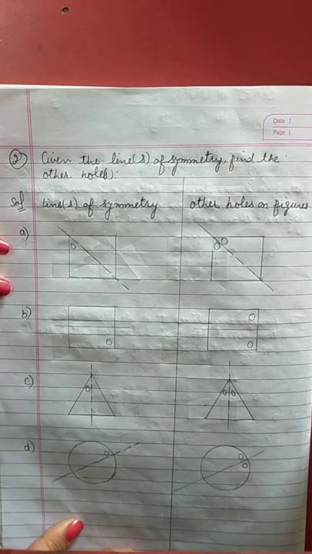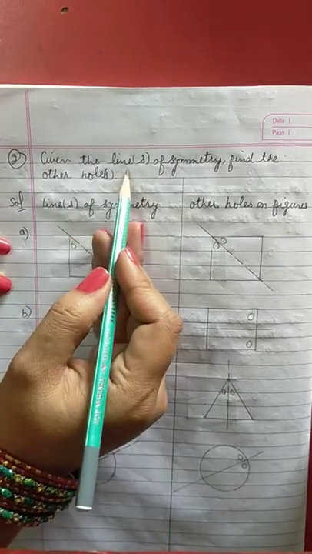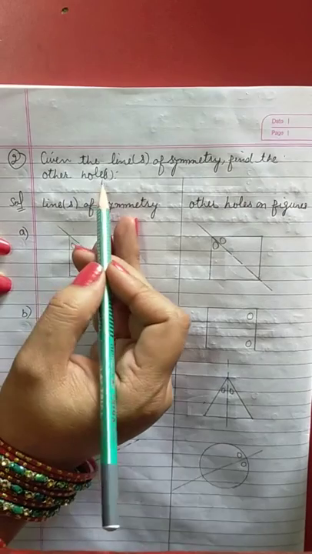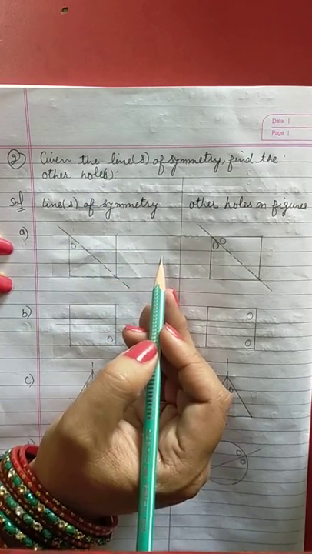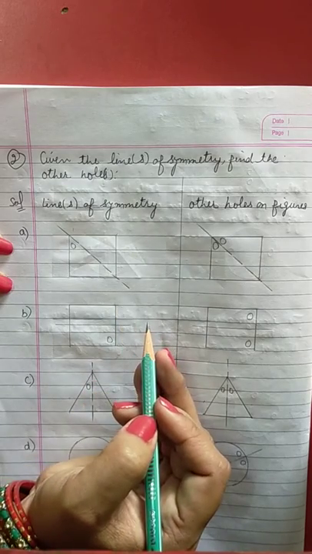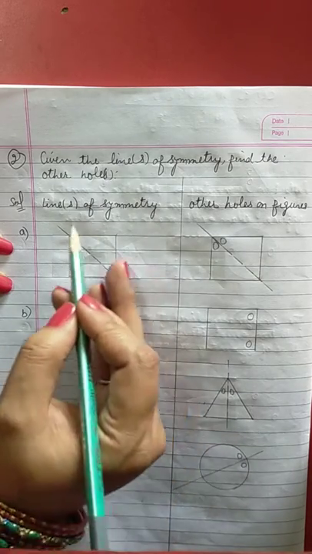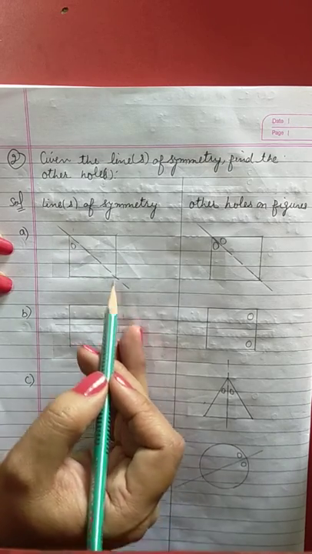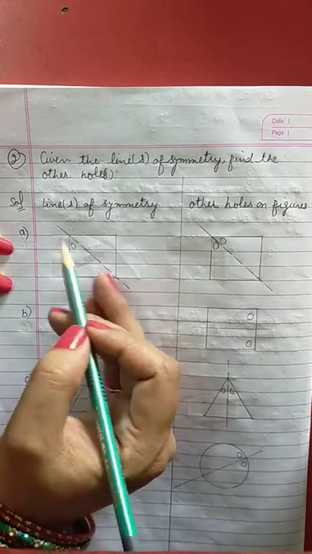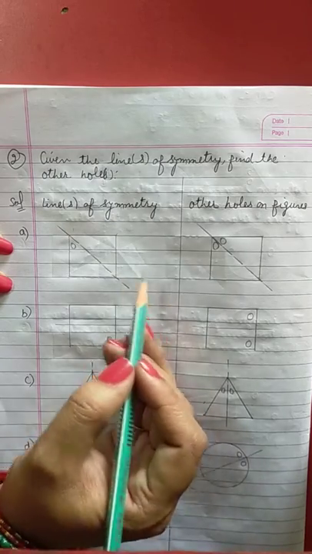So here in question number 2, you can see what is given: given the lines of symmetry, find the other holes. It means to say, as in the previous sum we had holes and we were drawing the lines of symmetry, but here in this diagram you have one hole and a line of symmetry, and according to this line of symmetry we will find out the other hole, where it will be. So let's start it now.